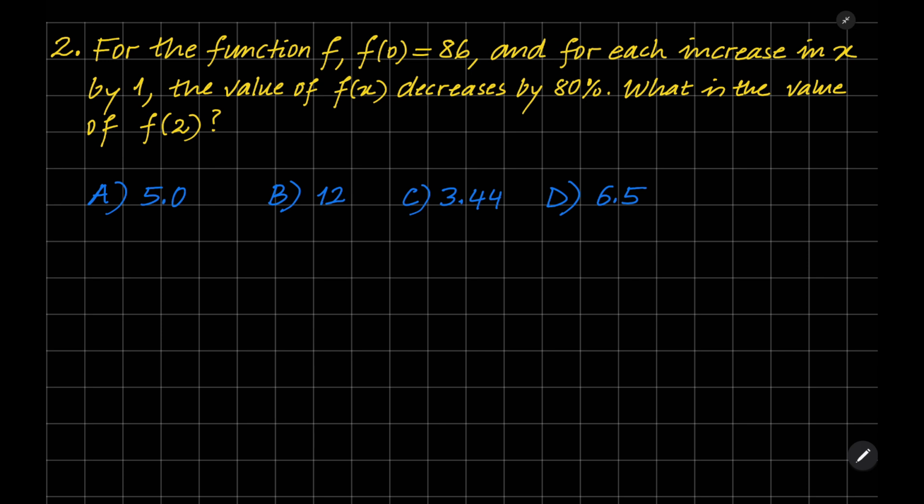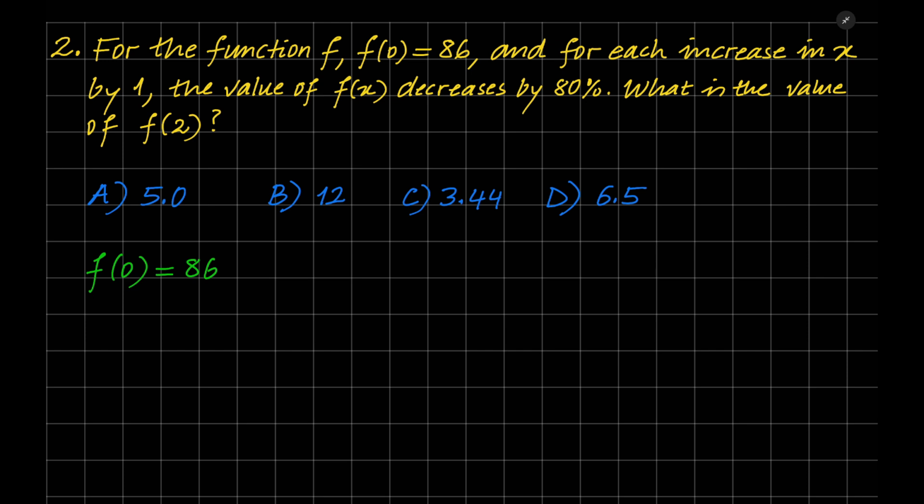For the function f, f of 0 is equal to 86, and for each increase in x by 1, the value of f of x decreases by 80%. What is the value of f of 2? It's given that f of 0 is equal to 86, and that for each increase in x by 1, the value of f of x decreases by 80%.